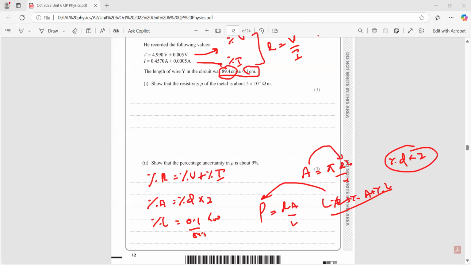Is the method clear? The values are there, so it's just calculation. Or the other method, which is a long method, is to work out the minimum and the maximum. When we square, that's right. If there is a power, for example a cube, volume is 4 by 3 pi r cube, what is the percentage uncertainty in volume? It will be 3 times the percentage uncertainty in R.